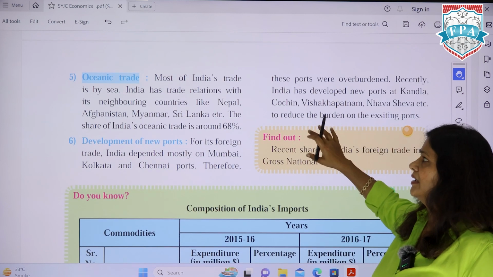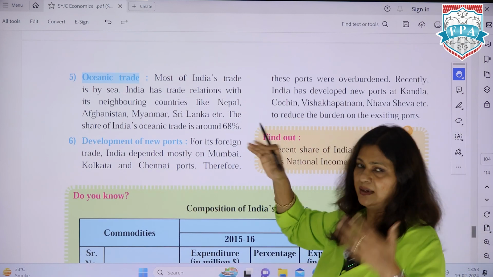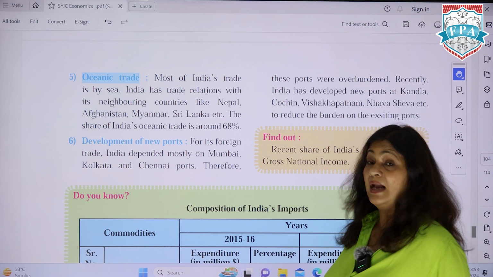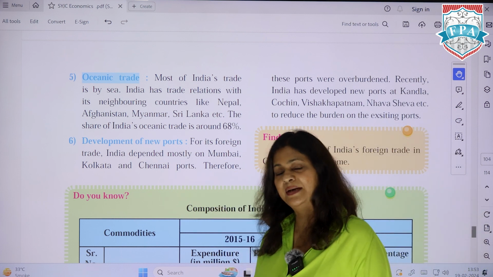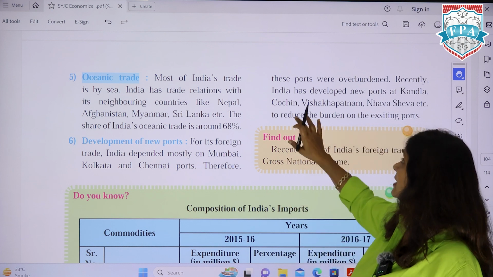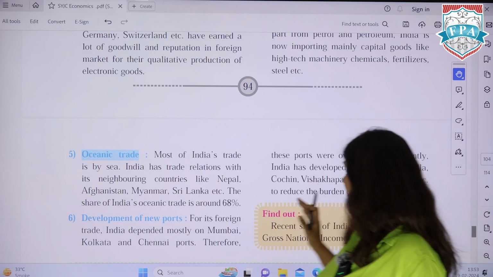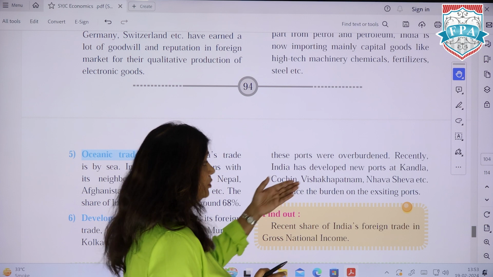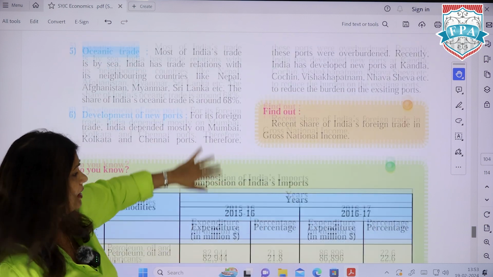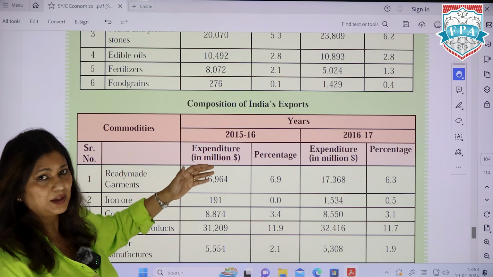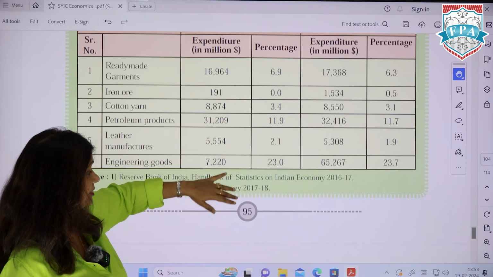India ka maximum trade is through water, right? India is surrounded by water, all of us know that. And iski wajah se new ports have developed because earlier India was mostly dependent on Calcutta, Mumbai, Chennai, but these ports were overburdened. So now new ports have developed, Kandla, Cochin, Visakhapatnam. This is a small table which your textbooks have in order to tell you what is the change.